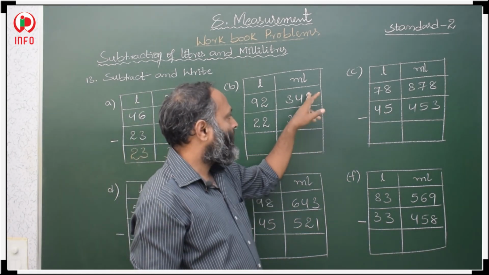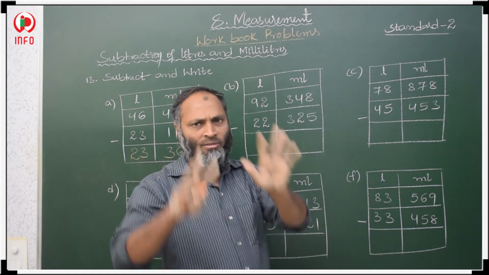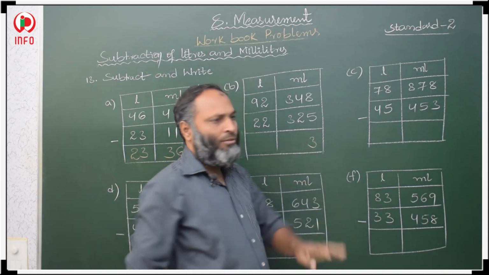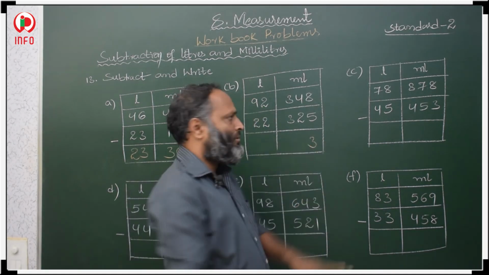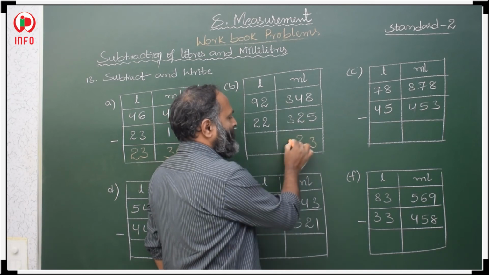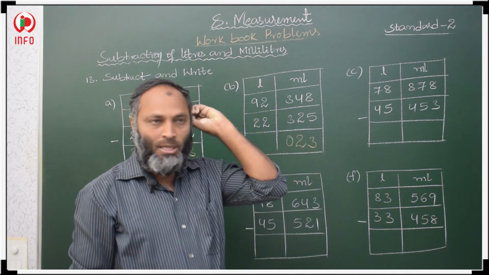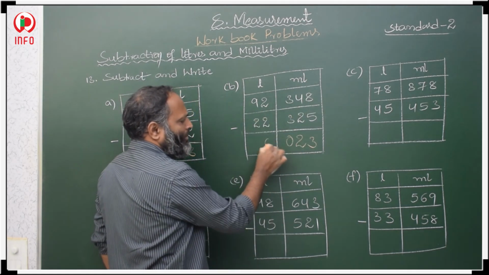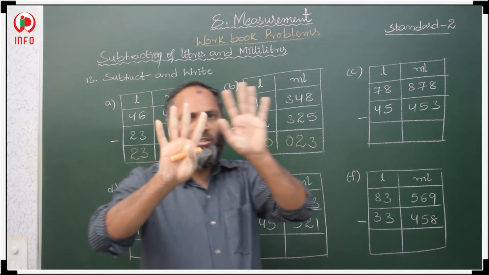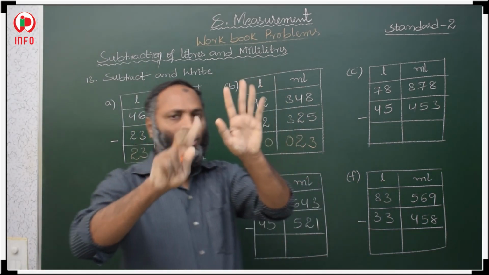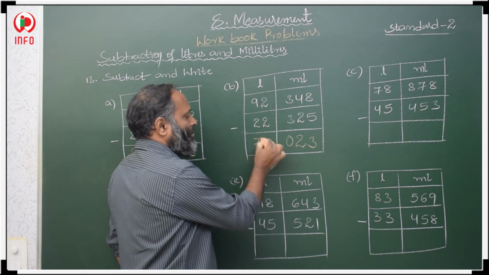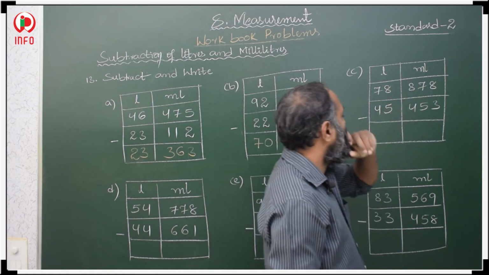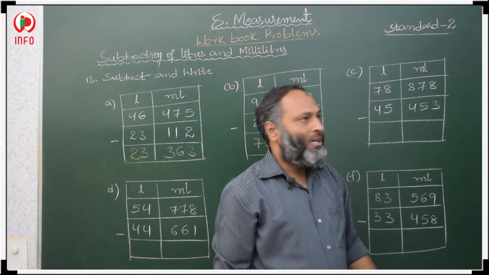Now here, in the next question, we have to subtract. First the extreme right digit, that is 8 minus 5, 3. 4 minus 2, 2. 3 minus 3, same number minus same number is 0. So that is 23 milliliters. Now liters. 2 minus 2 is 0. Then 9 minus 2 is 7. 70 liters, 23 milliliters.